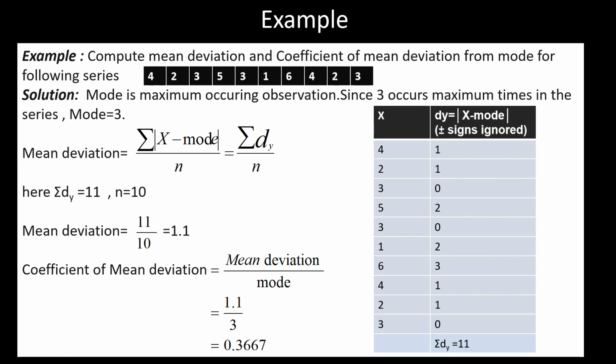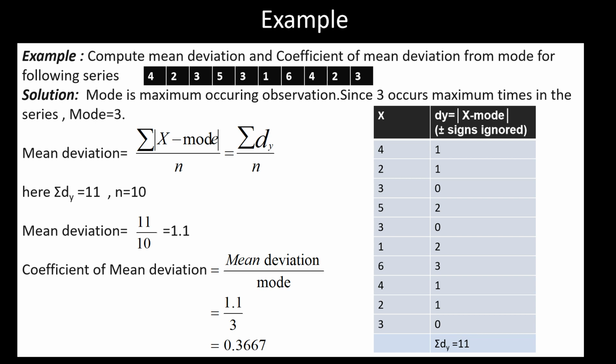Let us also see how to compute these values from mode. Here is data, individual data, ungrouped data, given to you. Mode is nothing but the maximum times occurring observation. As we can see in the data, 3 occurs the maximum number of times. So the mode value is 3.